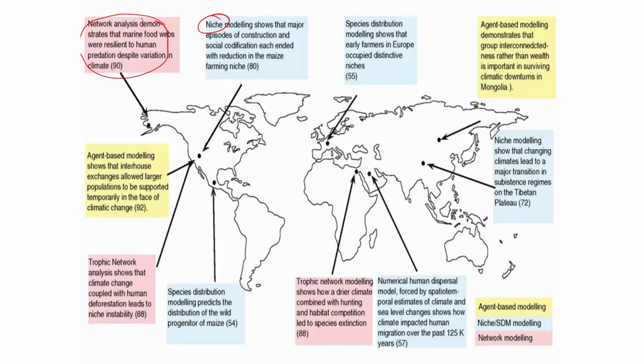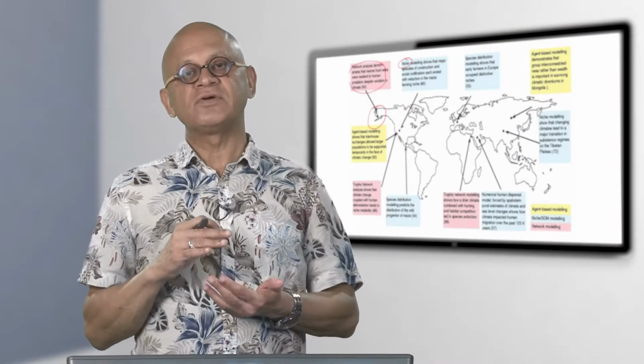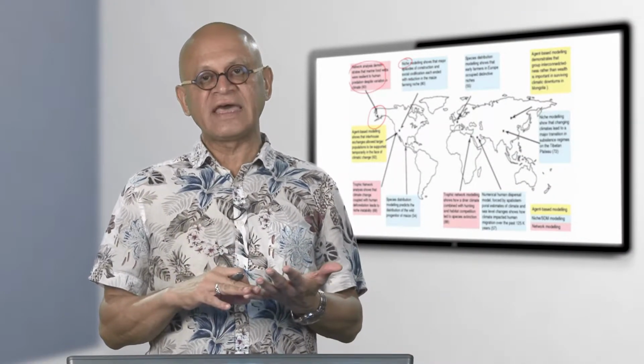I will not go into the details, but it is essentially about how species depend on each other: walruses, salmon, groundfish and so on. And it shows, for example, that network analysis in the Bering Strait region has shown that marine food webs have been resilient to human predation despite variation in climate. I want to be careful, it does not mean human beings have no impact. It just turned out that there are places where the marine ecosystem is more resilient than we realize.